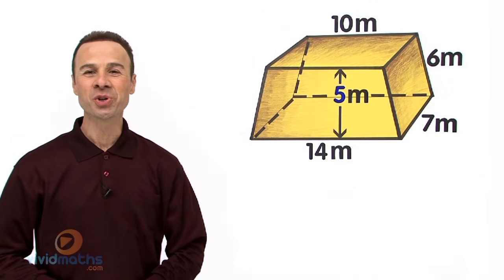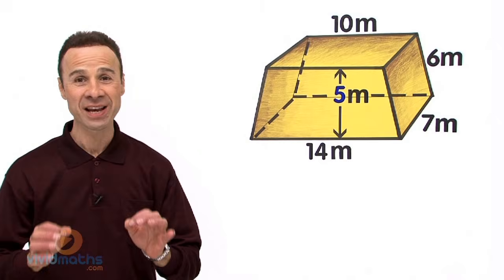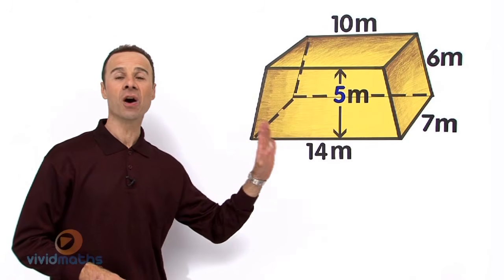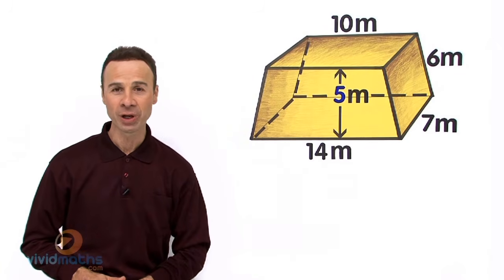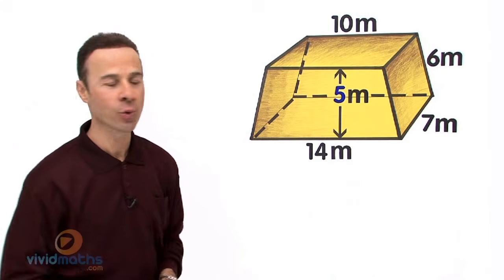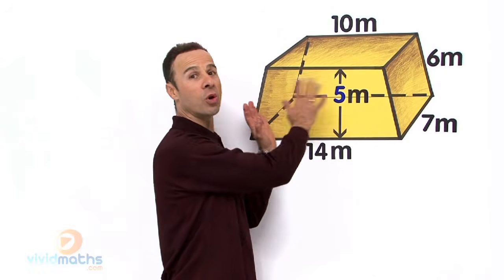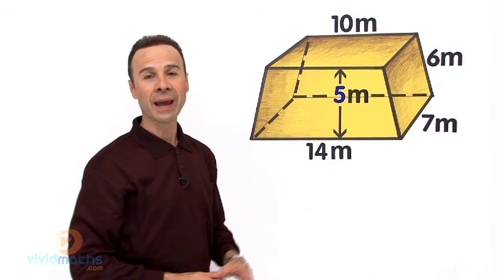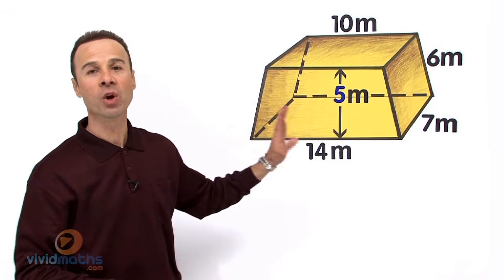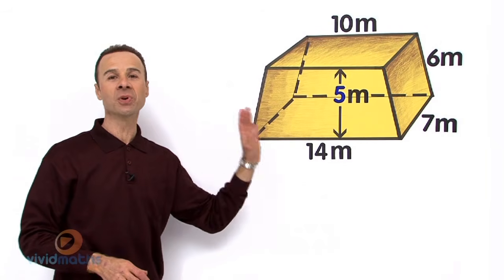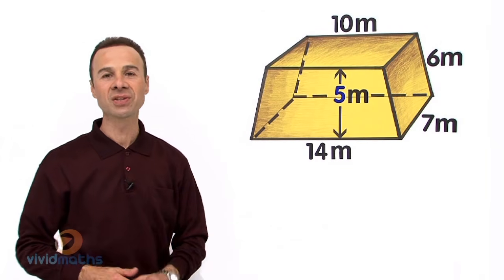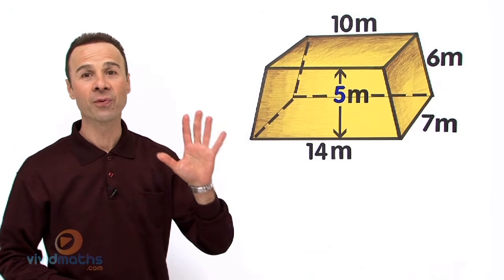Hi guys, I'm going to show you a phenomenal and fantastic way to find the faces of this trapezium prism. What am I talking about? The surface area. In other words, the space all over each individual exterior face. That's what we're going to work out. Now, this is a trapezium prism and it has 6 faces, and we're going to do it in 5 simple and straightforward steps.